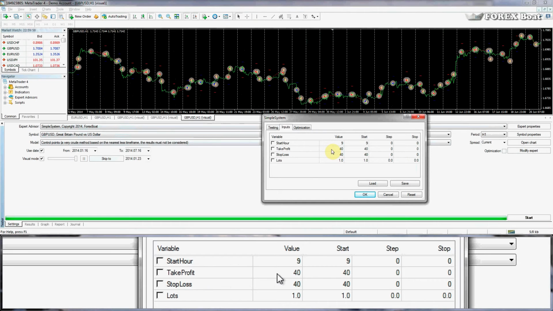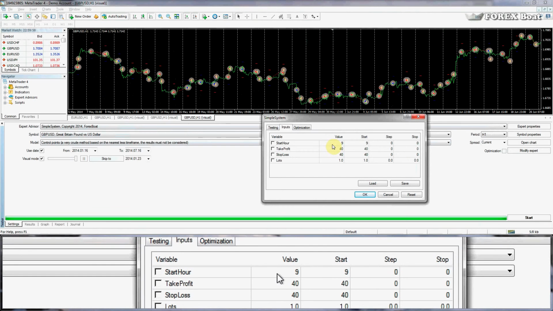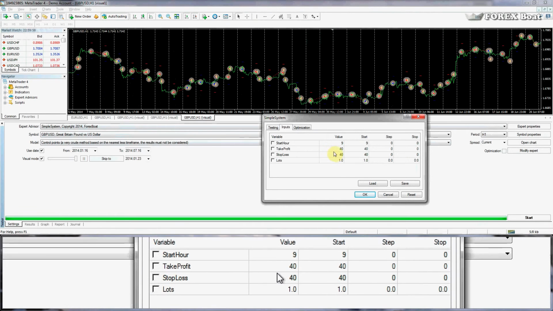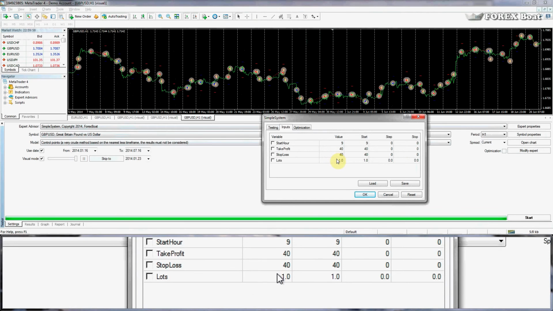This is where you change the input parameters of the expert advisor for testing. The start hour is 9 at the moment. That's what we think is the best hour. Take profit, stop loss, that's what we have chosen for our expert advisor. Those are the defaults, and lots is 1.